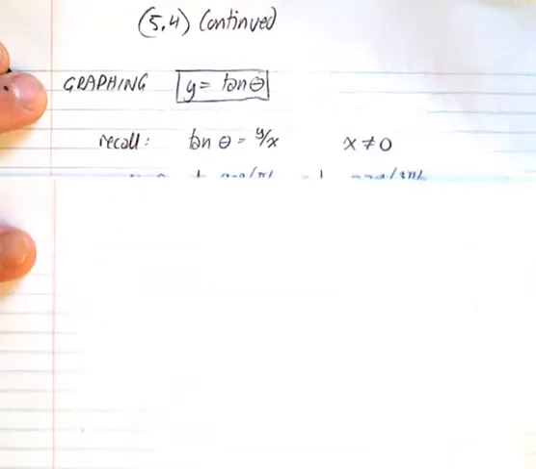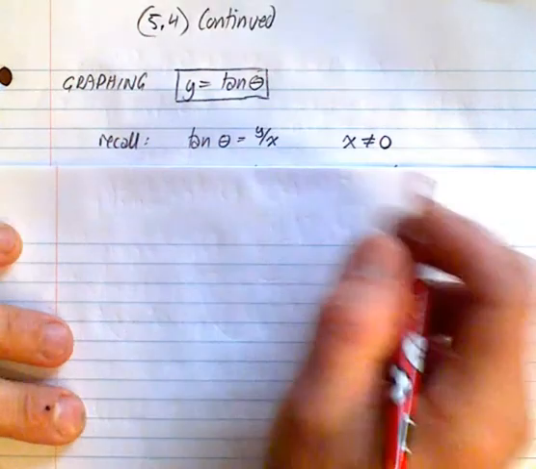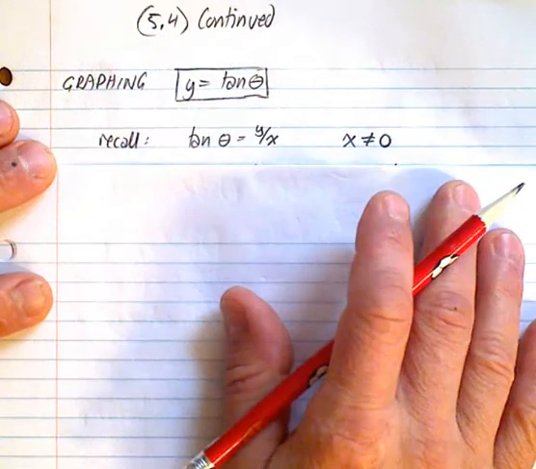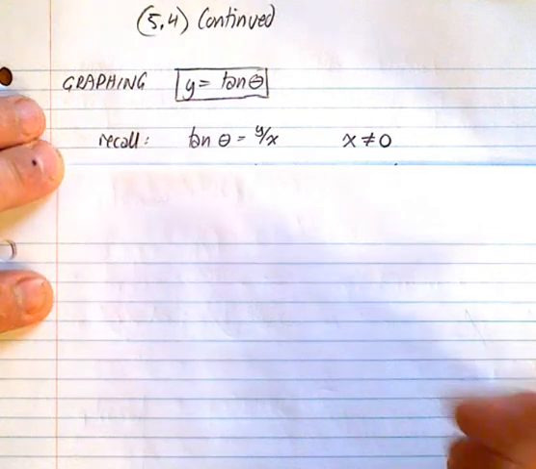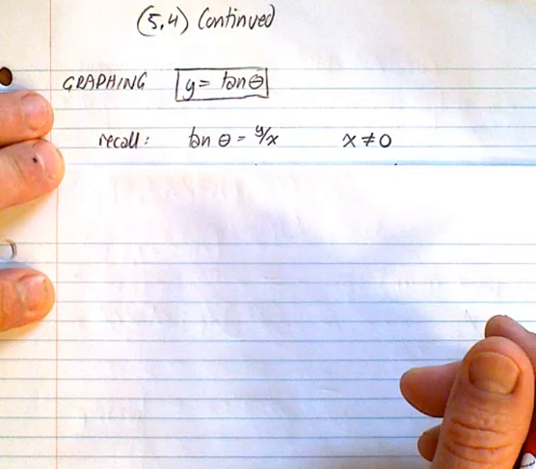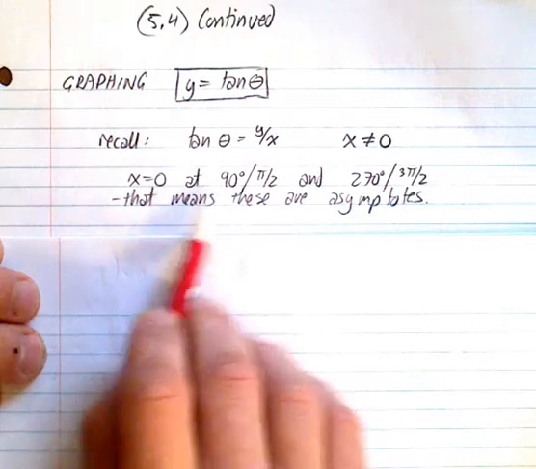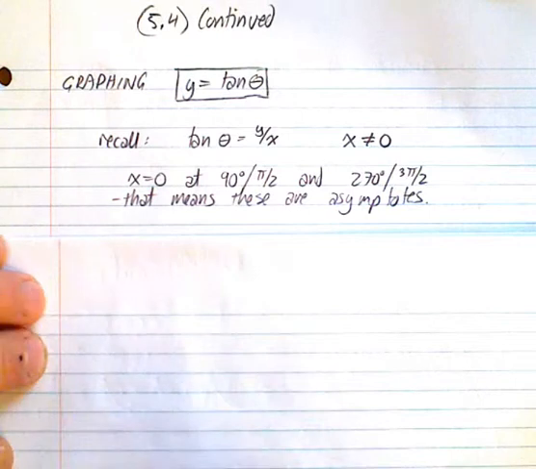Now, first of all, remember that tan theta in your unit circle is y over x, or the opposite over the adjacent. x obviously can't be 0. If x is 0, then you have what we call a restriction. And restrictions manifest themselves on graphs as asymptotes. So what happens here is that x equals 0 at 90 degrees and at 270, right? At 90, at 270, if you think about a unit circle.